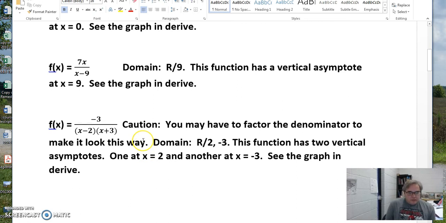Here's another one, a little more complicated again. I'm giving you a caution here. You may have to factor the denominator, make it look like this. In your homework, you're going to have to factor some. This one I factored for you. And when I look at these two factors, I see there are 2 values that could give me 0 in the denominator, and that would be positive 2 or negative 3. This function has 2 vertical asymptotes. One would be at x equals 2 and the other at x equals negative 3. And it's important that you recognize x equals 2 or x equals negative 3 are equations of lines, in this case vertical lines. Again, there's a graph, not this particular one in the book, but it'll be similar to what I did in class.